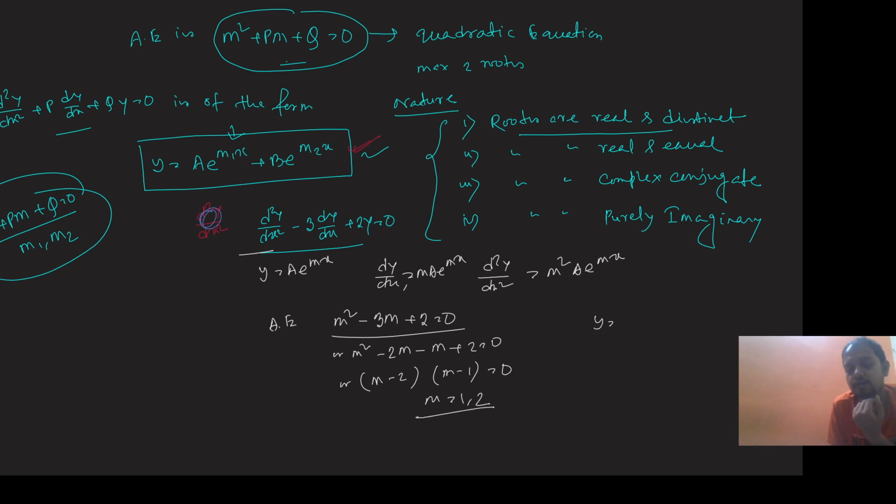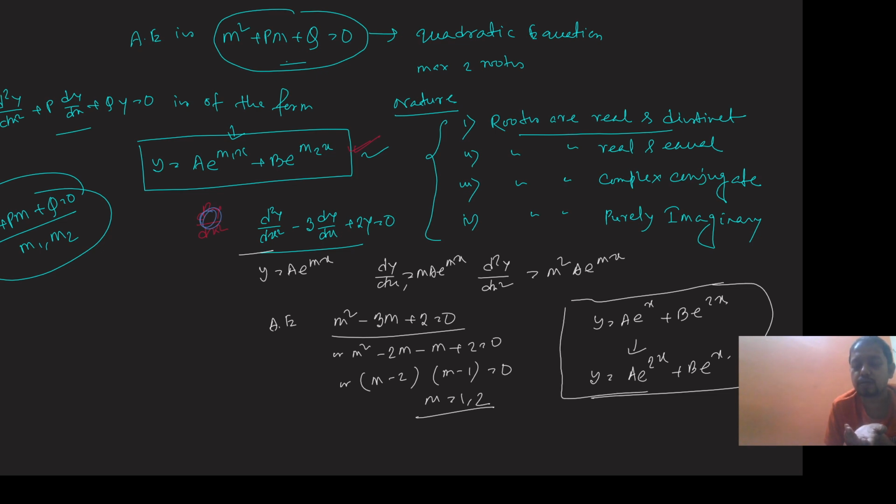So you can write the solution in the form y is equal to a e to the power x plus b e to the power 2x. Also, you can write the solution in the form y is equal to a e to the power x plus b e to the power 2x. Both of these alternatives will be accepted. Okay.